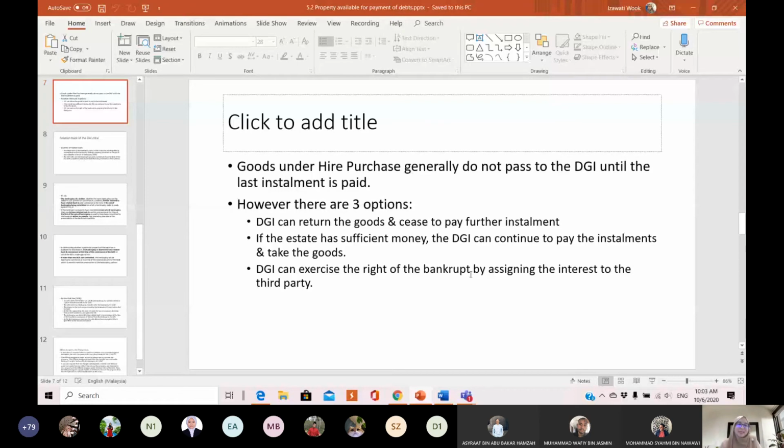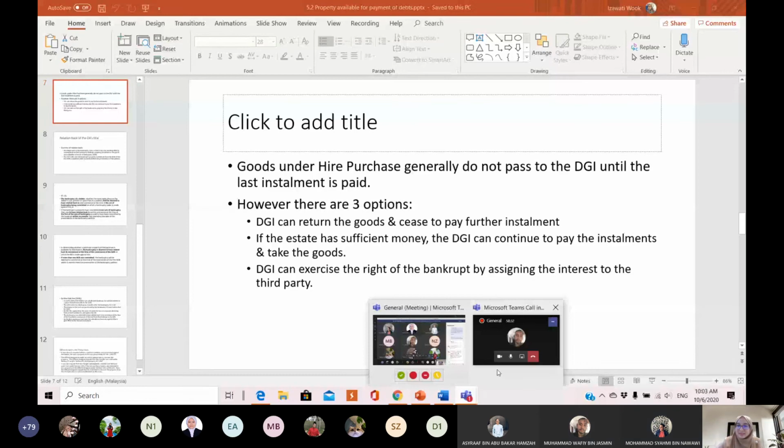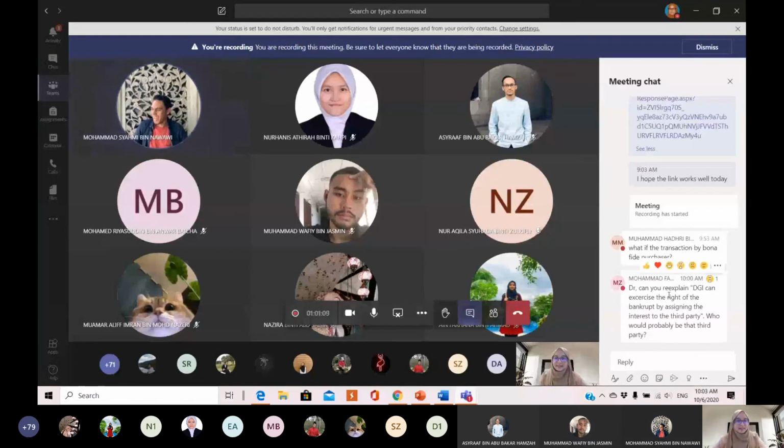So third party tu can be anyone who may exercise the rights of the bankrupt person. Sama ada mungkin company lain ke. So this is the appointment is made by the DGI. Okay, so do I answer your question, Fauzan? Anyone actually can be the third party that is at the appointment of the DGI.